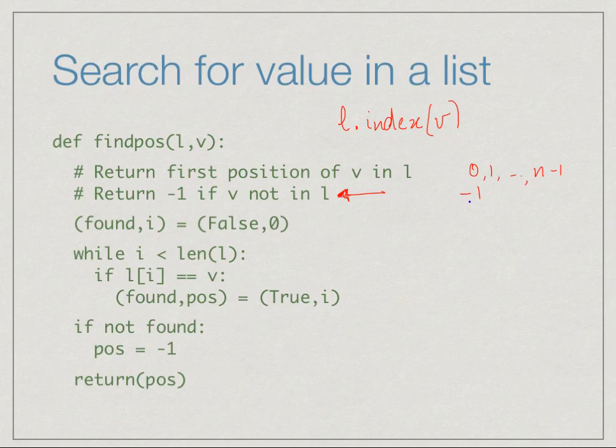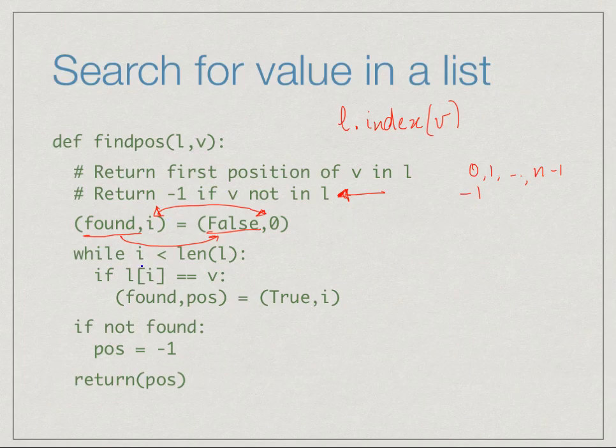So here is a while loop implementation. We use a name found, as the name suggests, to indicate whether the value has been found or not. Has v been seen so far? Initially we have not seen any values in L, so found is false. And we use i as a name to go through the positions. So i is initially 0 and we will increment i until we hit the length of L.